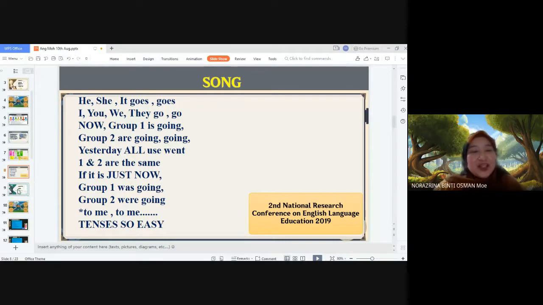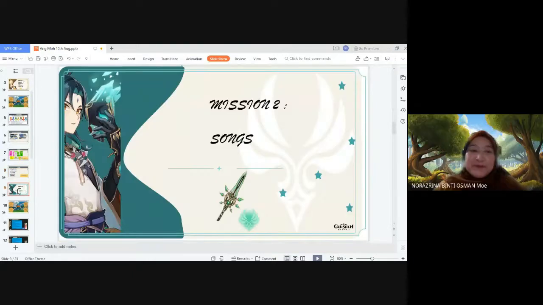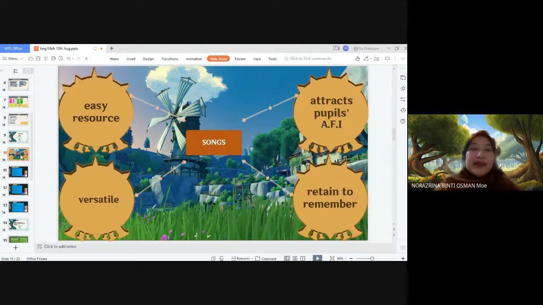Okay, next I'm going to share this second song, which is still on songs. So you can see here why I chose songs: it's an easy resource, it's versatile, and the most important part of my focus when I use a method is the AFI, which is to get the pupils' attention, focus, and interest. If we cannot get the attention, they will not be focused, and it will not intrigue them.